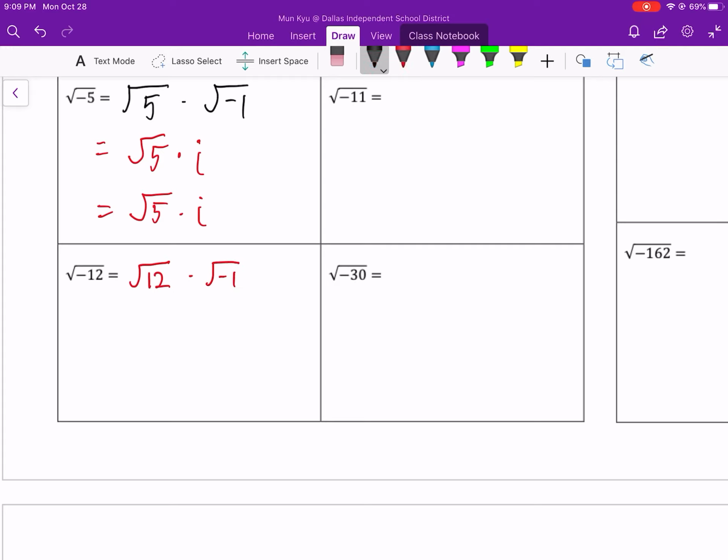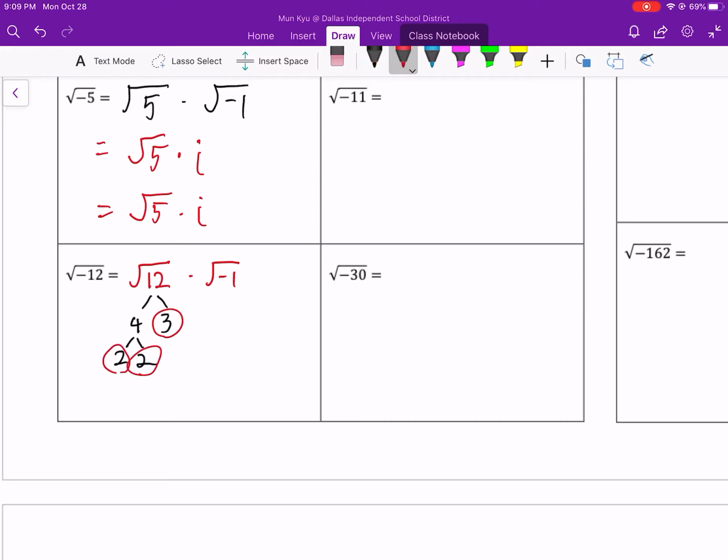Here, the only difference is 12 can be broken down into 4 and 3, because 4 times 3 is equal to 12. If you break it down into 6 and 2, that's fine as well, because at the end, you will get the same answer.